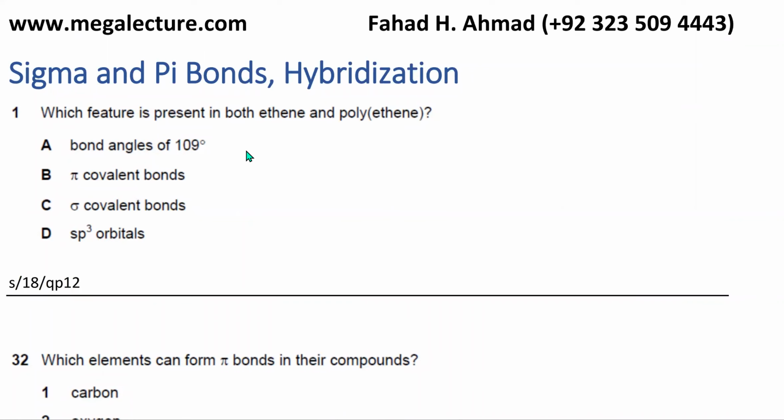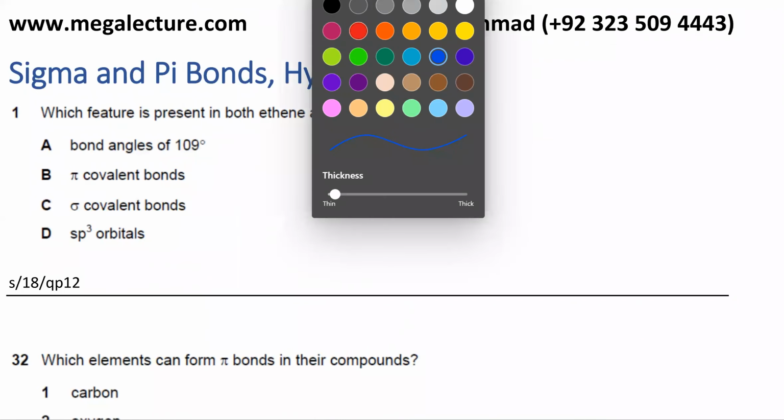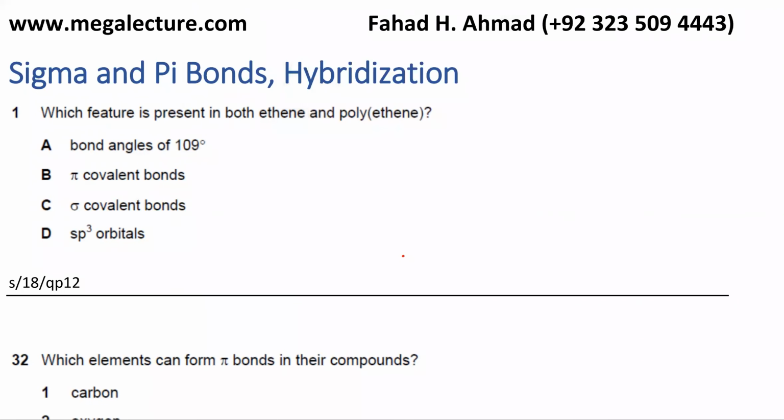Which feature is present both in ethene and polyethene? So I'll just quickly first tell you what's ethene, what's polyethene. So ethene is, hopefully everyone knows, 2 carbon atoms and it's got a double bond in the center. Polyethene is when monomers join up and the double bond goes away. It's all single bonds. So all of them would be single bonds.